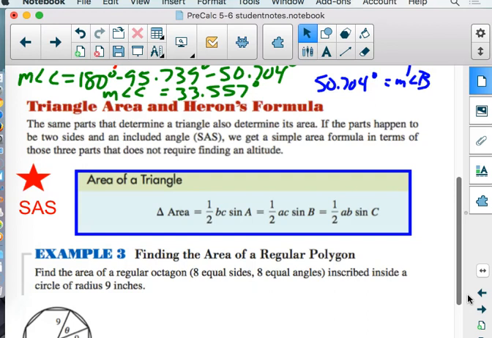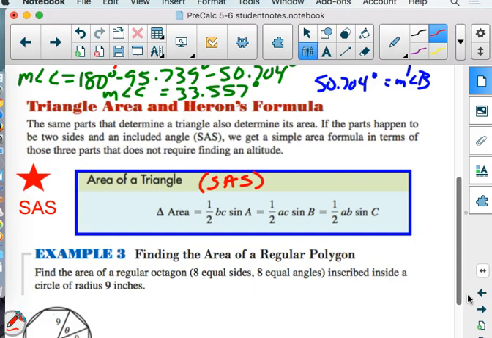So there are a couple of really special situations that have specialty formulas. The same parts that determine a triangle also determine its area. So if the parts happen to be two sides and an included angle, which would be side angle side, we get a simple area formula in terms of those three parts that does not require finding the altitude, the height. I know this is called the area of a triangle, but we should absolutely put side angle side, because that's the situation you have to use this area formula.